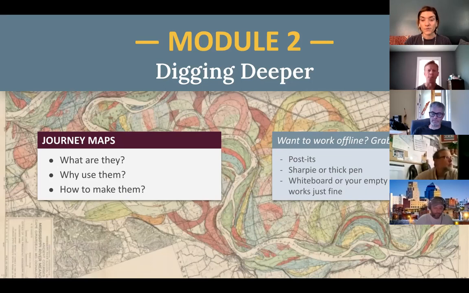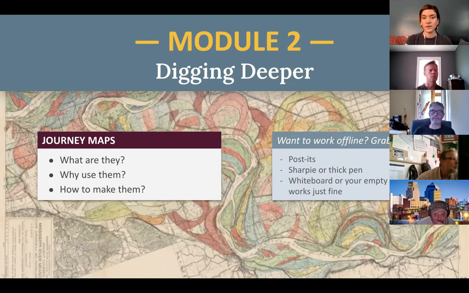If you want to work offline, journey mapping is one of the most fun and easy things to do just wherever you are. All you need is either Post-its, pens, you can use a whiteboard, you can use your empty wall. It's very adaptable, and it's actually most useful when you can move things around in person rather than on screen.